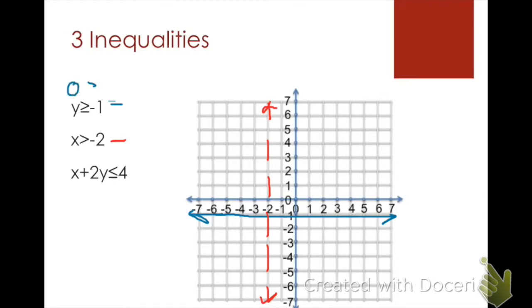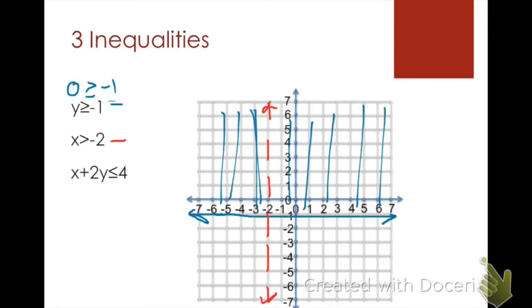Is 0 greater than or equal to -1? Yes, it is. So I would shade above here. All the points above. And then for the second one, x is greater than -2. Well, that would be shaded this way. So right now my shaded region is in this area, right? But let's see if we can find some more.